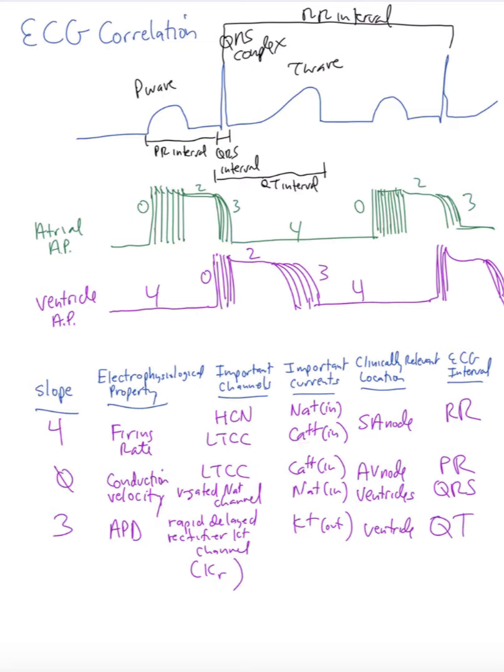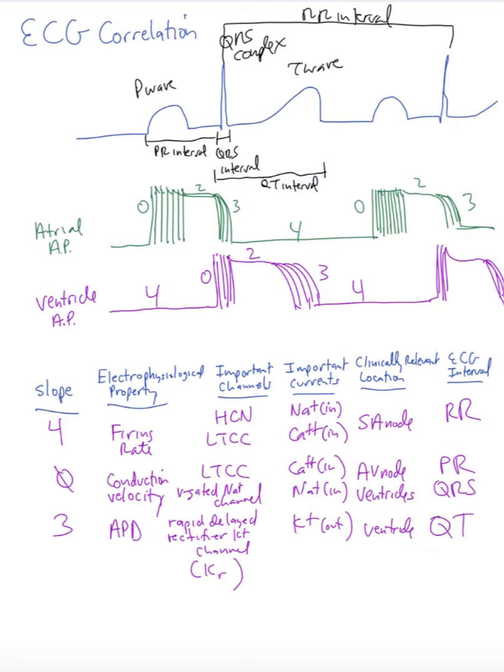And in the SA node, the firing rate changes. That's going to change the RR interval. For example, if the firing rate, heart rate, goes up, I would expect the RR interval to go down. If the heart rate goes down, then I expect the RR interval to go up. They're inversely related.